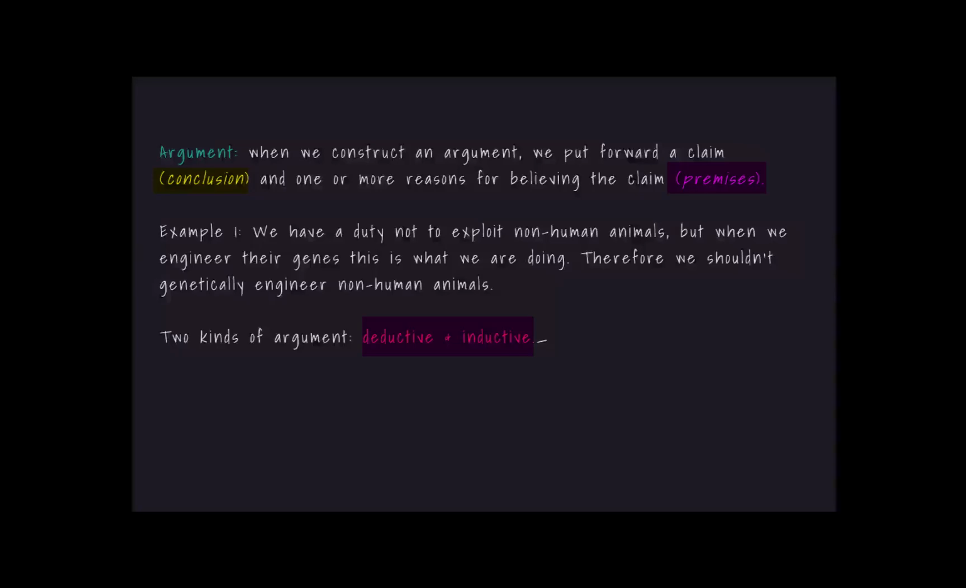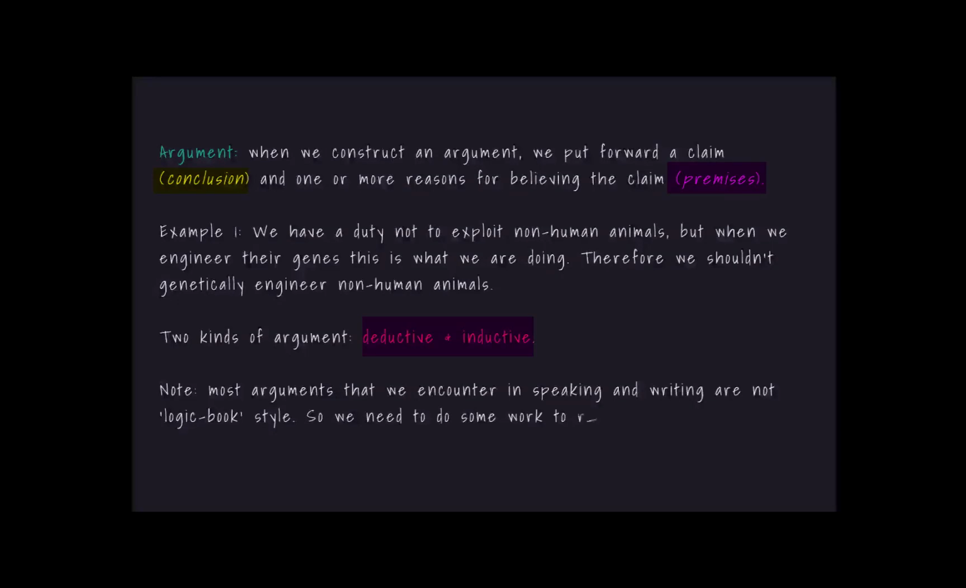However, most arguments that we encounter in speaking and writing across different contexts, and not only in bioethical debates, do not look or sound like a logic book style argument. That is why some preliminary steps are required to identify the arguments before we get into the business of actually evaluating whether they are good or bad arguments.